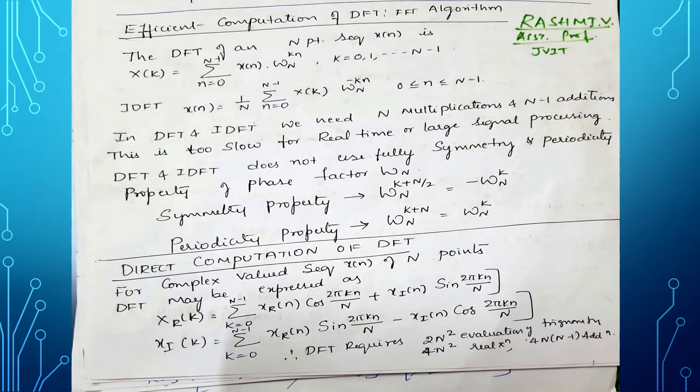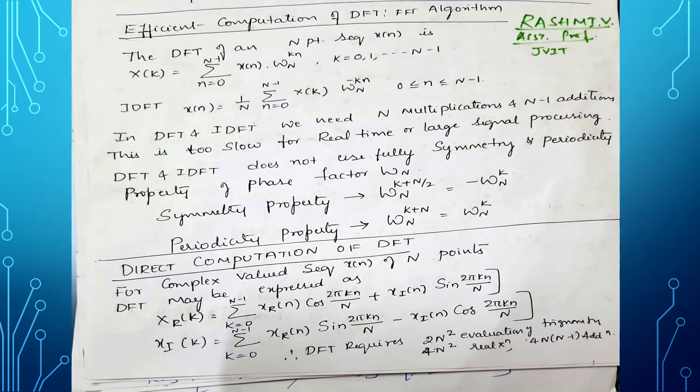The DFT of an N-point sequence x of n is X of k equal to the summation of n equal to 0 to N minus 1 of x of n times omega N to the power of kn. This is the DFT equation and this is the IDFT equation. So here in DFT and IDFT we need N multiplications and N minus 1 additions. So this is very slow.